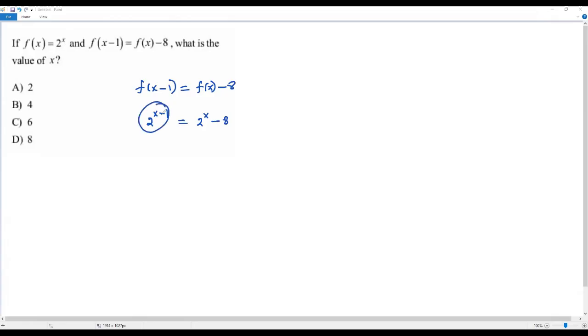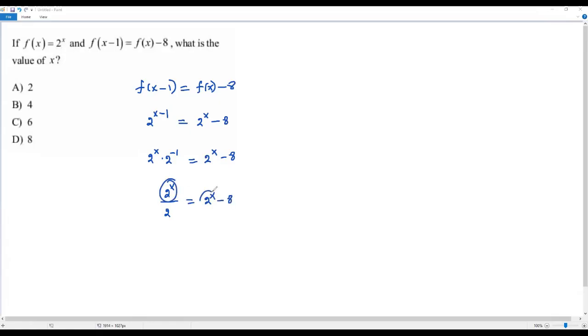Here, when I consider this one, two values are in subtraction at the exponent. Whenever two values are added or subtracted at the exponent, we can take the base 2 separately for each value and multiply the results. That is 2^x times 2^(-1) = 2^x - 8. Here the exponent of this 2 is negative 1. Since this exponent is negative 1, to make it positive, we can move it to the denominator. When I move it to the denominator, it will be 2 to the power of positive 1. Whenever the exponent is positive 1, we don't have to mention it, we can ignore it. So we get 2^x over 2 = 2^x - 8.